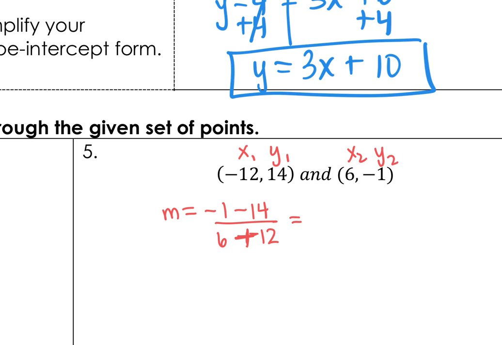So when I do negative 1 minus 14, negative 15, and then 6 plus 12, very good. Now I need to simplify that. And you can always use the calculator to do that. You can do negative 15 divided by 18, and it's going to give you a decimal. We don't want that. So you're going to go, very good, negative 5 over 6.